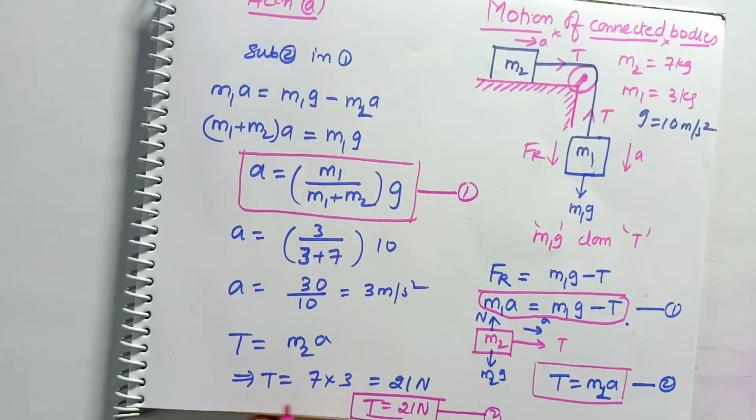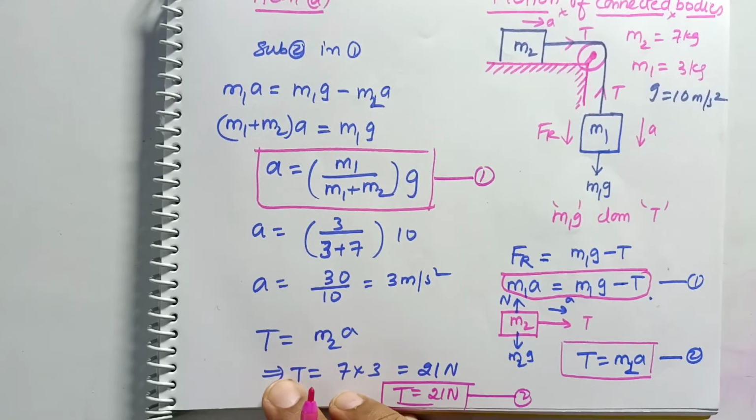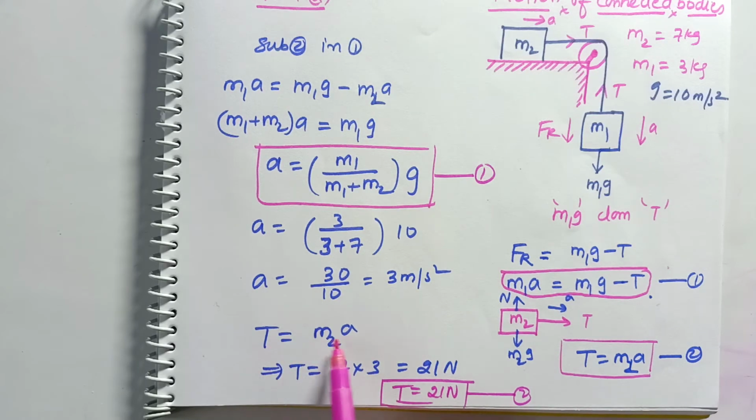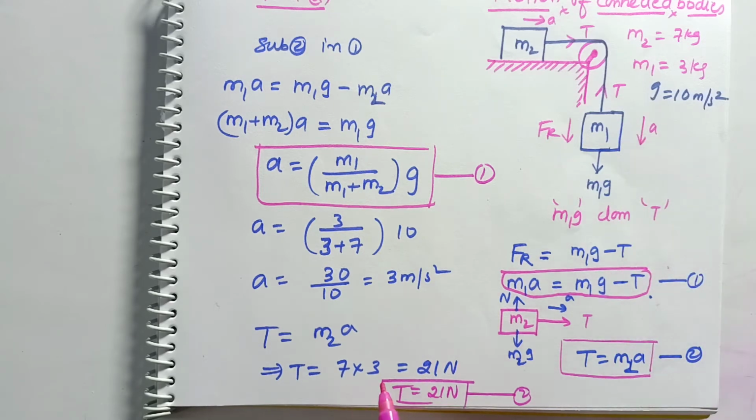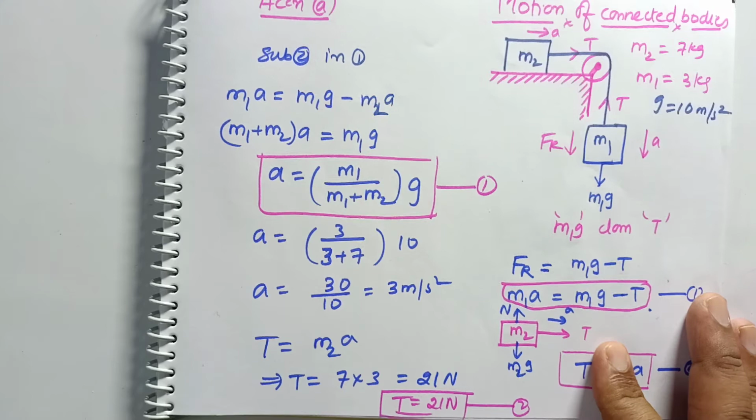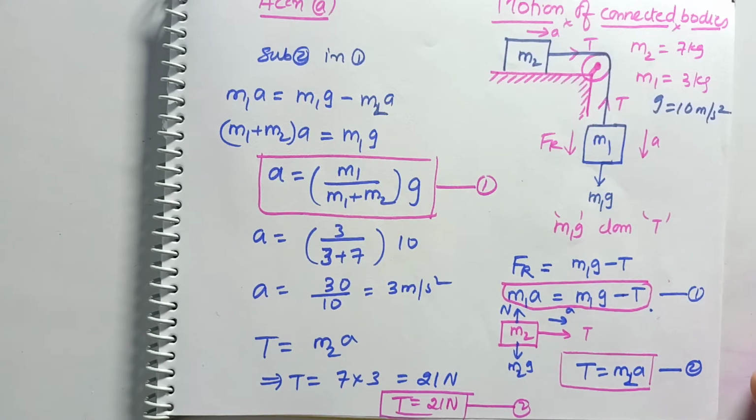This is the simplest method to find out here. So we got T is equal to m2 into a. m2 is going to be 7 according to the problem, and 7 into 3, that is the acceleration, is going to become 21 newtons. So this is a very simple method to understand this concept. Let us go for the next topic here.